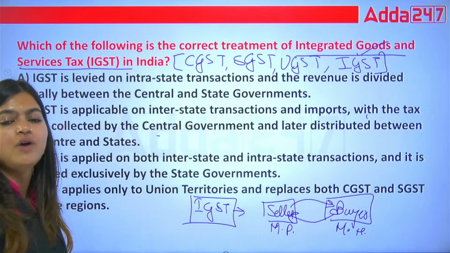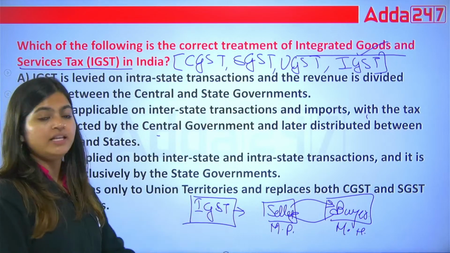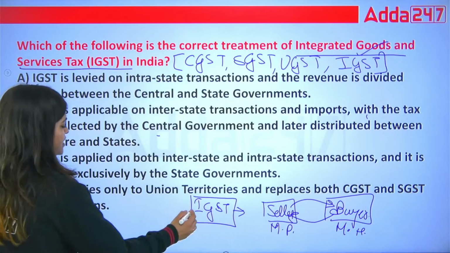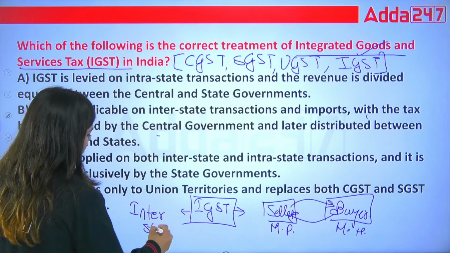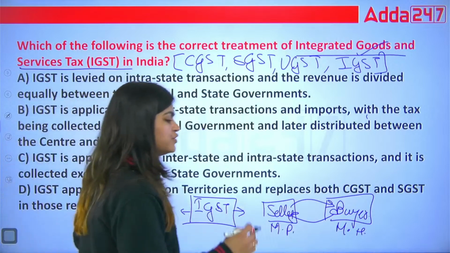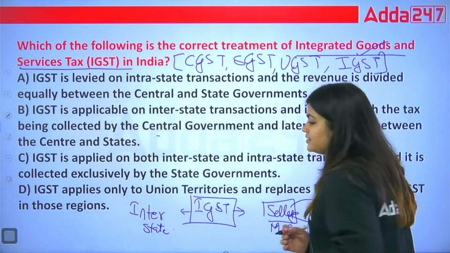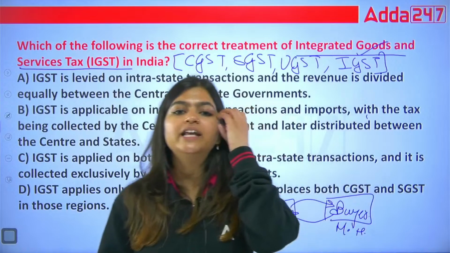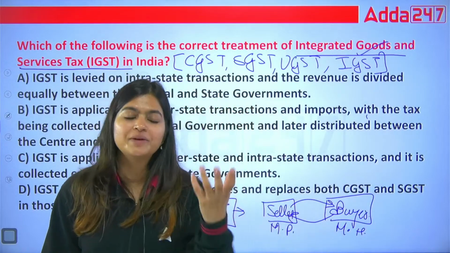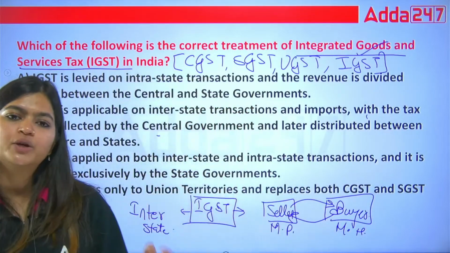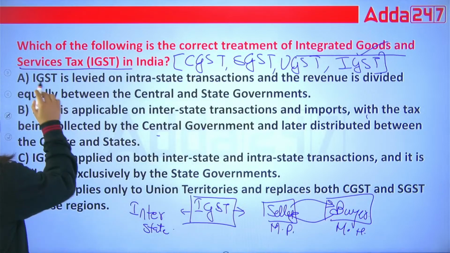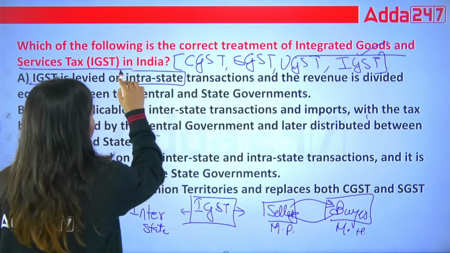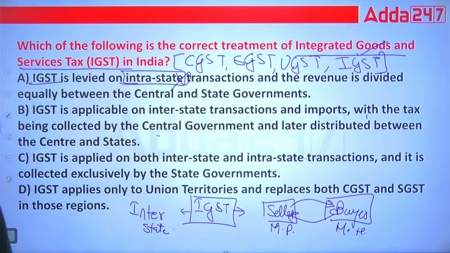This is the transaction of IGST, and we call this type of transaction an inter-state transaction. It means as soon as you are crossing your state boundaries or the Indian domestic boundary, then also you are going to charge IGST. Means if you see the first option, it says the revenue is divided equally, so that option is wrong.